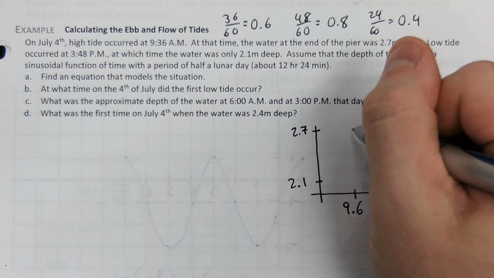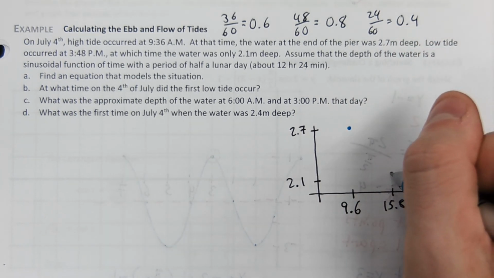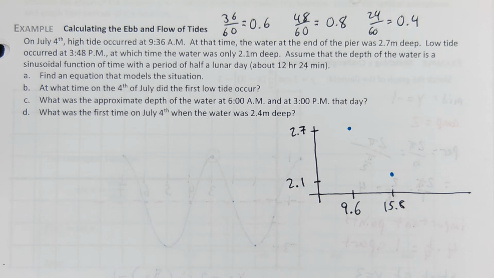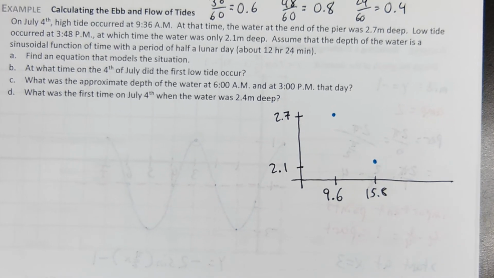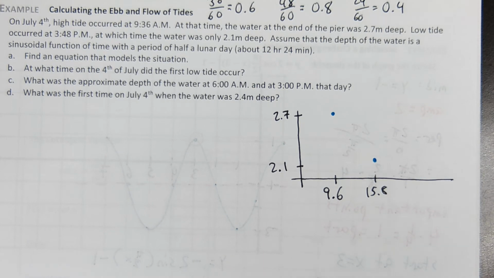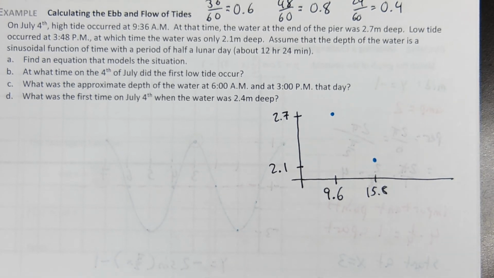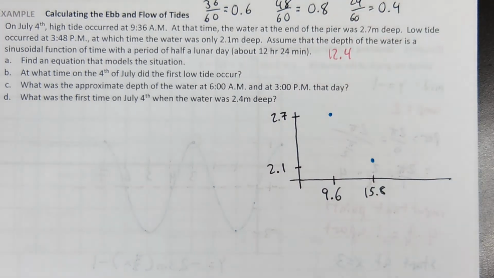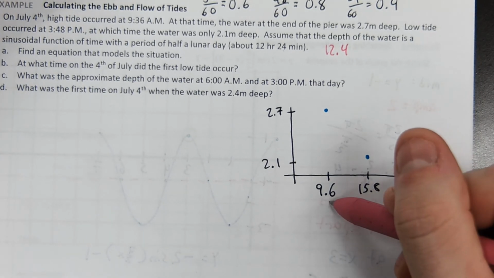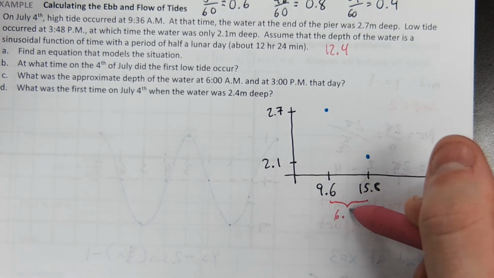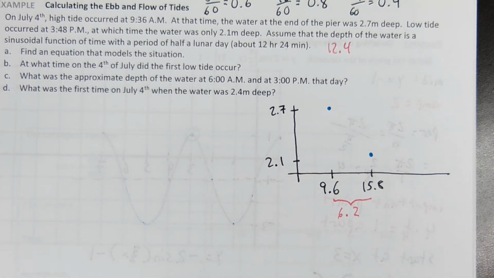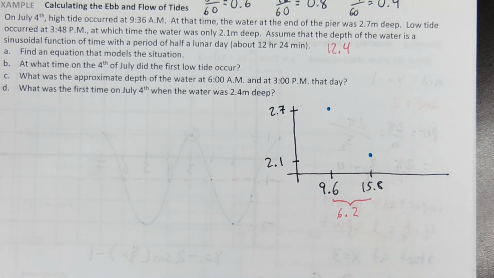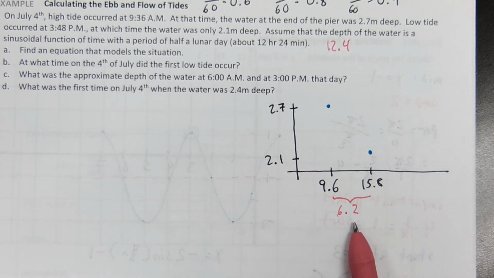So if this is high tide and this is low tide, how much of the period is that? Half. So a minimum to a maximum will always be exactly half of a period length. Well, how long is half a period? Remember, a period is 12.4 hours. So this is 6.2 hours. So if you want to know when it's going to be high tide again, you just add another 6.2 to that. 15.8 plus 6.2 is exactly 22.